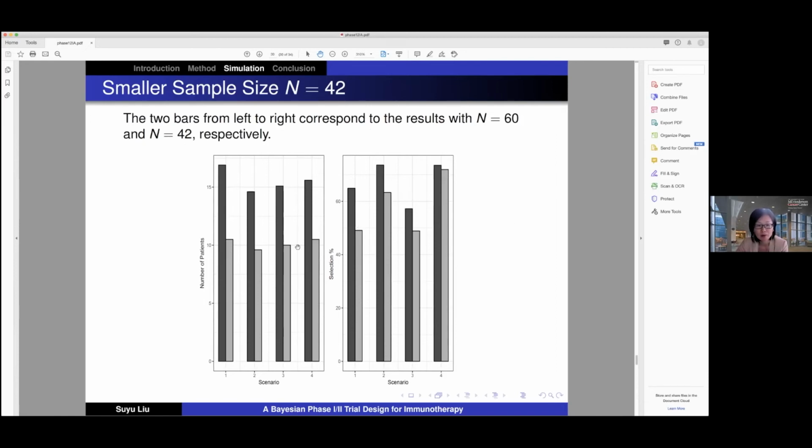In the left panel, of course, we reduce the total sample size and the number of patients treated at the true optimal biological dose drops, and that's reasonable. In the right panel, in terms of selection probability, when fewer patients are treated, the accuracy of estimation suffers, so the selection probability suffers. But overall, even with a smaller sample size of 42, for each scenario we still maintain a selection probability close to 50% or higher for the true optimal biological dose.